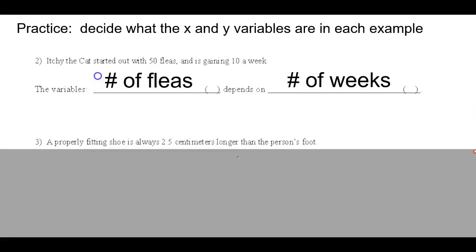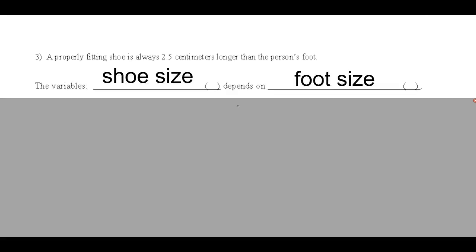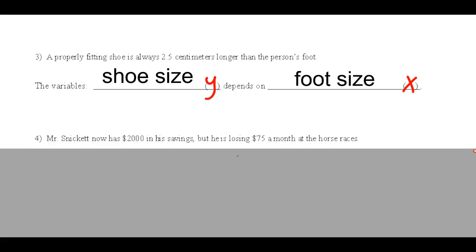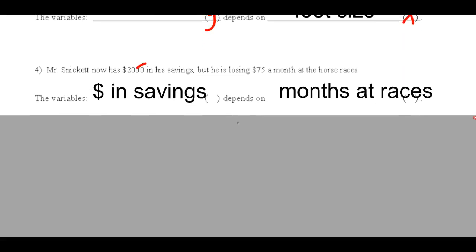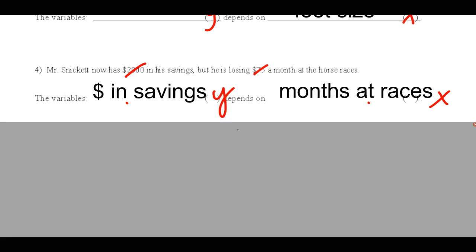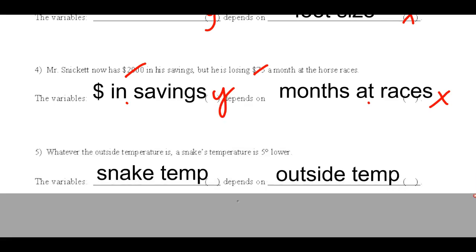Okay, we already did the first one. A properly fitting shoe is always 2.5 centimeters longer than the person's foot. The two things I'm counting and measuring are shoe size and foot size. The shoe depends on your foot, and Y always depends on X. Mr. Snicket has $2,000 in savings, but he's losing $75 a month at the horse races. Remember, my variables are never going to be the numbers. The things I'm counting or measuring are how much he has in savings and how many months he's been going to the horse races. Y always depends on X. How much money he has depends on how many months he's been spending at the horse races.